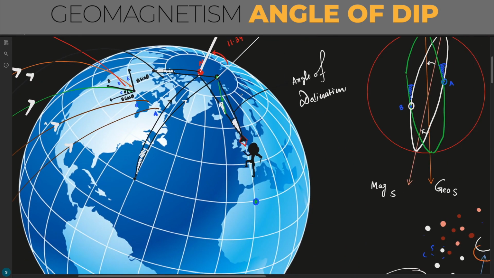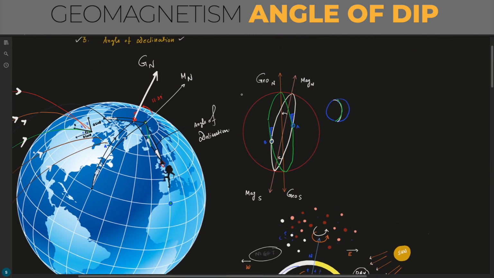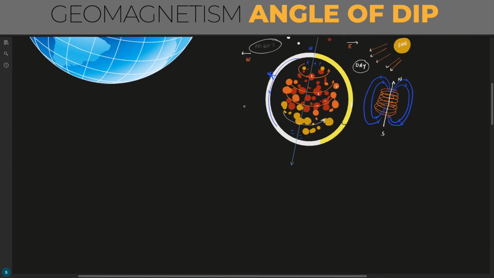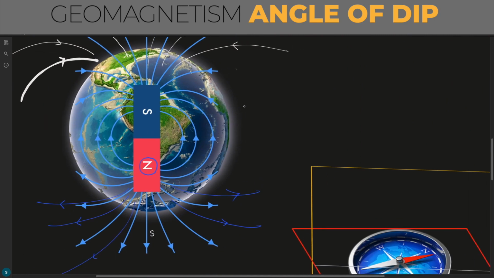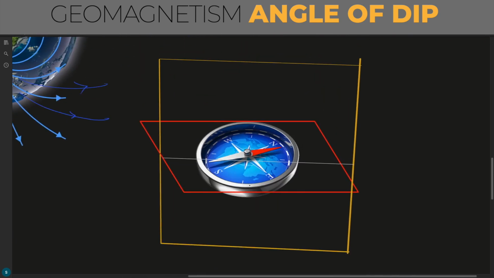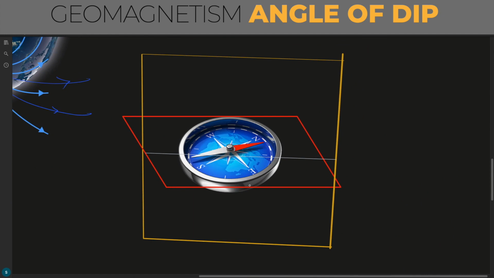So if we just come back and then decide how we can find the angle of dip, for example, if we have one compass, then how can we find the angle of dip? So let's come here. We generally use this kind of compass, right? If we use this kind of compass, then you will understand very clearly how we can find the angle of dip. As you can see, there are two planes perpendicular to each other. One red plane, which is the horizontal plane, and this one is the vertical plane.